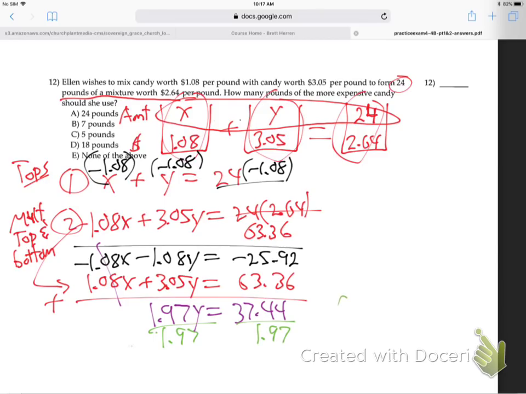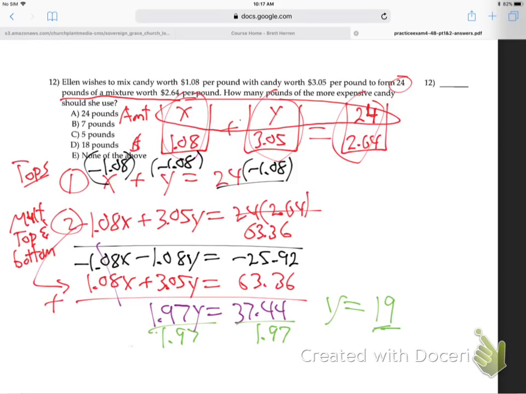And this is where it better come out clean, or I messed up somewhere. Uh-oh, did I mess up somewhere? Yeah, it looks like I messed up somewhere. I'm getting just over 19. It's funny, it's not exactly clean. It's basically 19. And that's y.